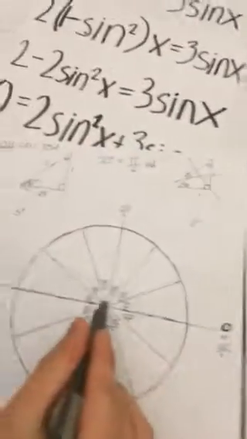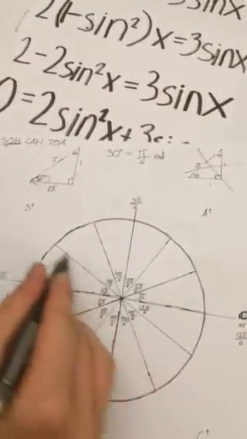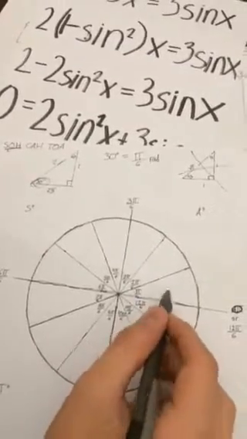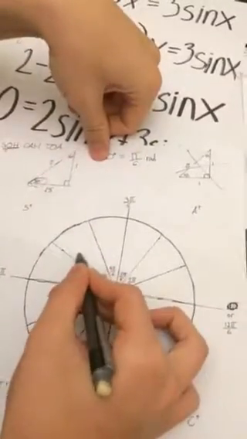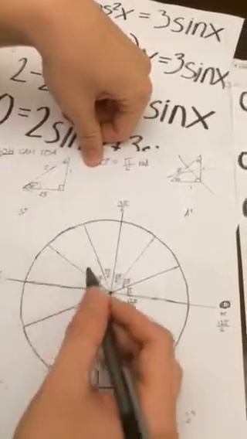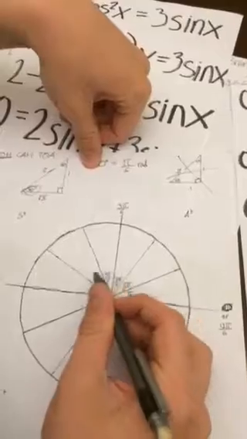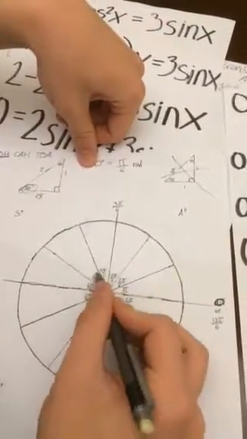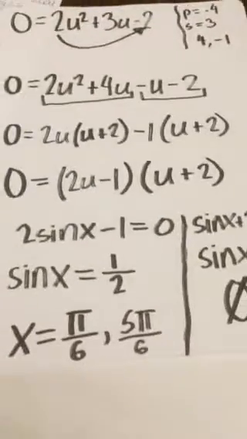Then, from the other quadrant, we will draw another 30-degree angle. However, this is not just 30 degrees. We have to go all the way around the circle to this. Since we know that 180 degrees, or halfway around the circle, is 6 pi over 6, and we've gone one less 30 degrees than that, we know that our second solution is 5 pi over 6.